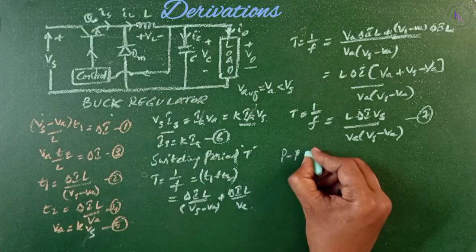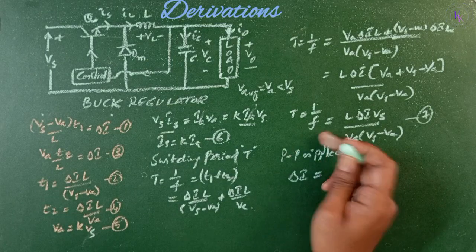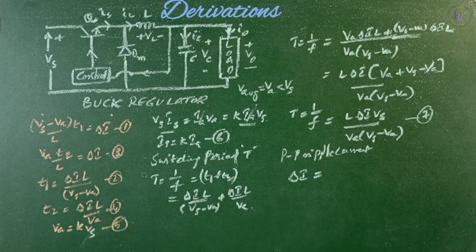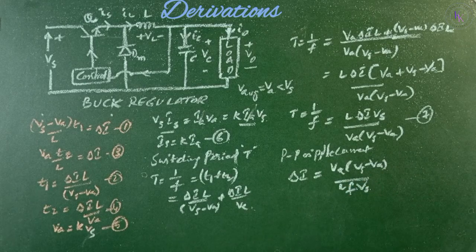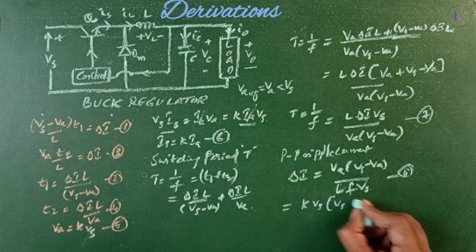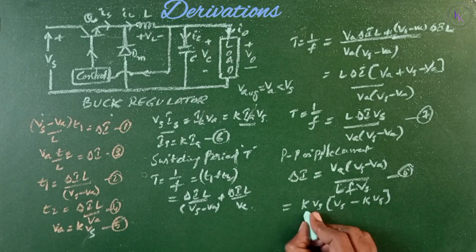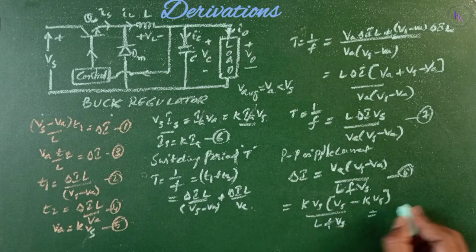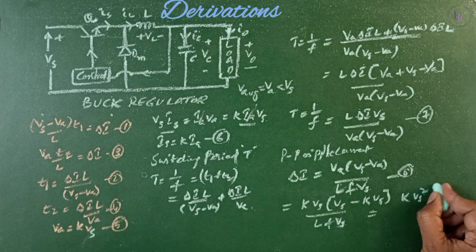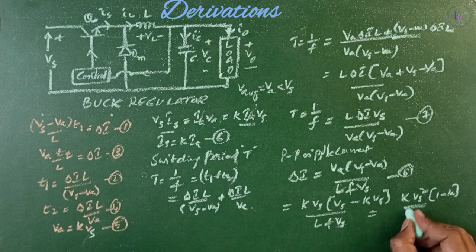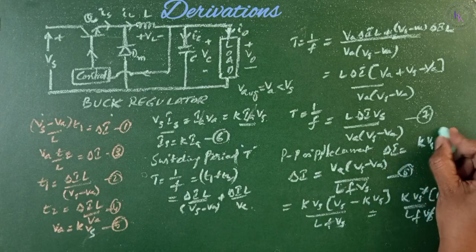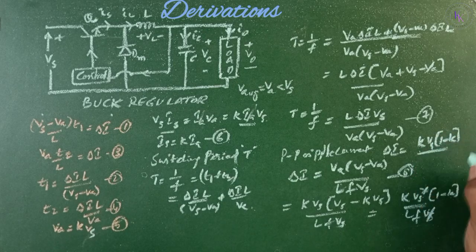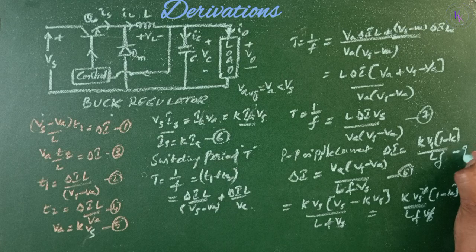Now from which, peak to peak ripple current in terms of switching frequency, delta I equals Va (Vs minus Va) divided by L F Vs, right? Replace the term Va with K Vs: K Vs of (Vs minus K Vs) divided by L F Vs. Then take out the Vs again, so Vs square (1 minus K) divided by L F Vs. Delta I equals K Vs of (1 minus K) divided by L F. That is equation number 9.